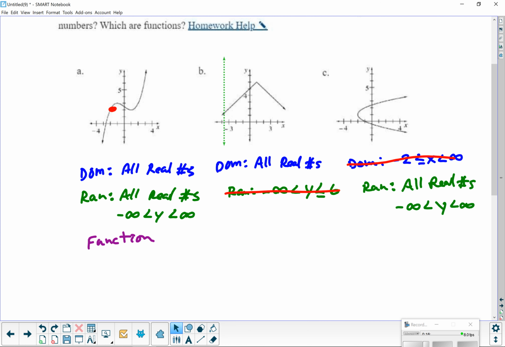This one, I bring it here, it only touches it once right there. I bring it over here some more, it touches right there only. Right here, touches right there only. Over here, touches right there only. So this one is also a function.